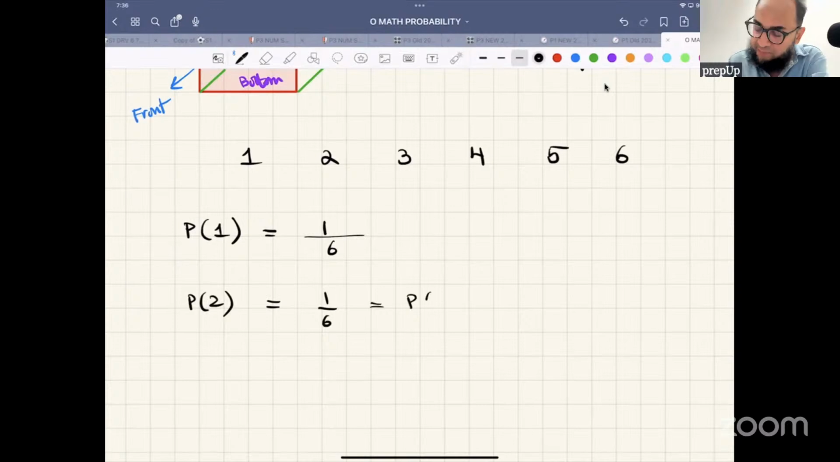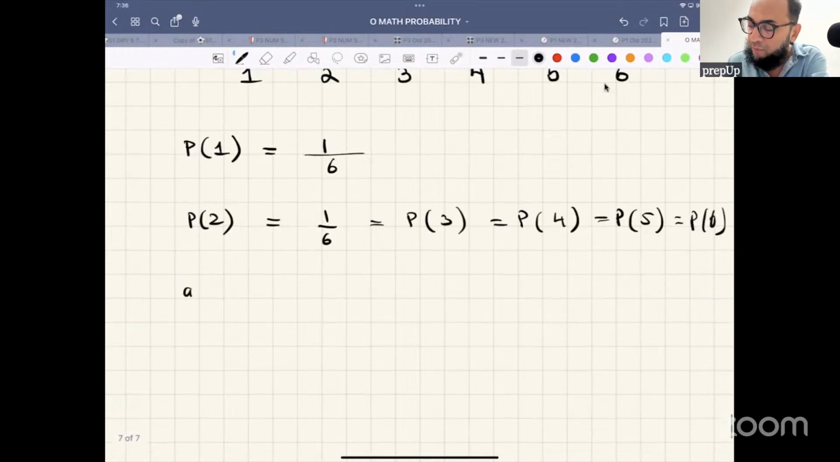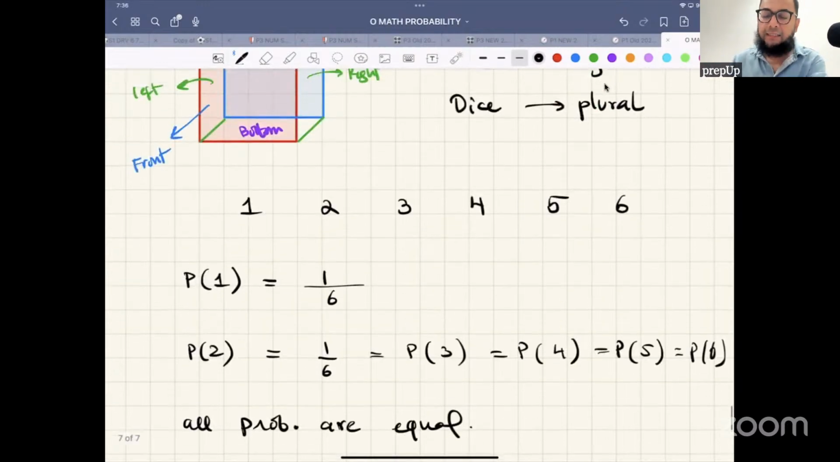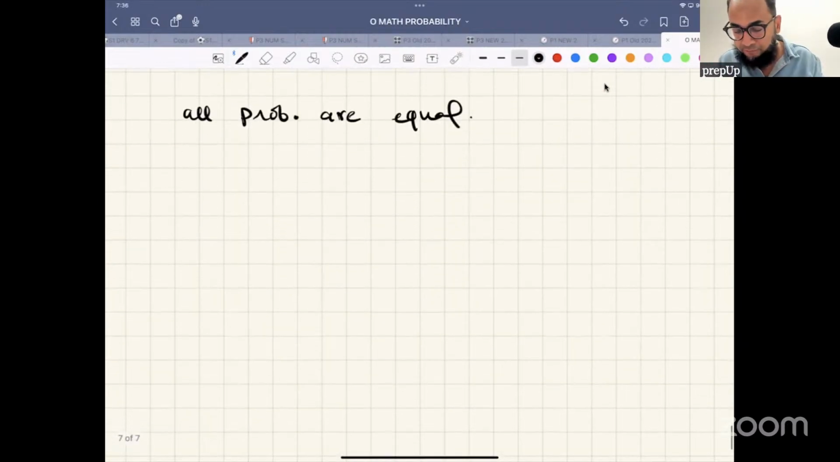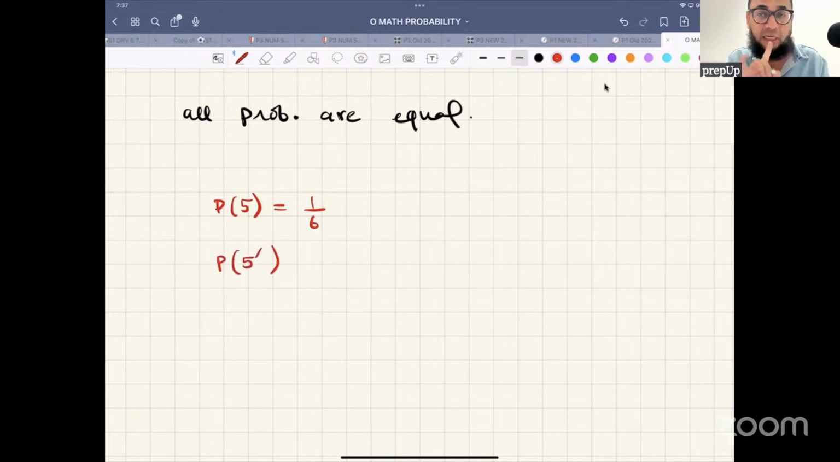Same as the probability of 3, 4, 5 and 6. So all probabilities are equal. And that is how we get these values. Now again, if I focus on probability of getting a 5, that is 1 out of 6. Probability of 5 complement. What does that mean? Not getting a 5. That is 5 out of 6.